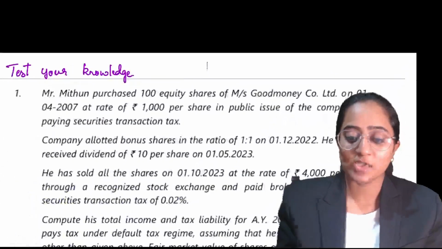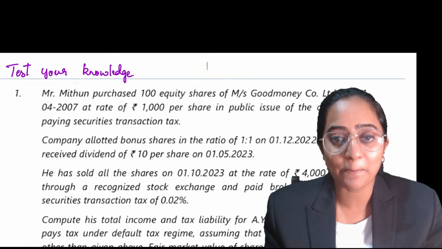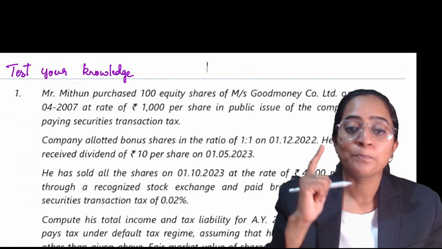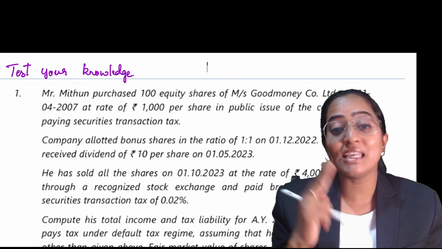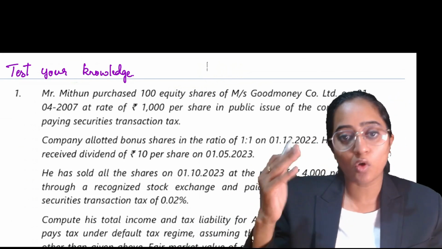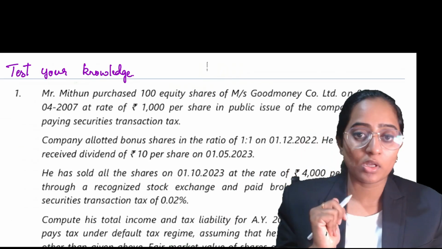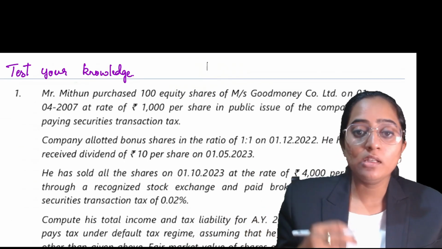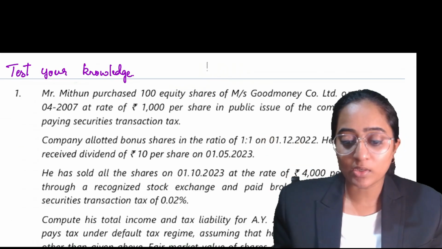Now, what is this provision speaking about? Here they are speaking about section 112A, which speaks about long term capital gain in case of three capital assets: listed shares, listed units of mutual fund that is equity oriented fund, and listed units of business trust. All these three need to be listed. These three categories come under 112A, wherein your tax liability will be 10% on the excess of 1 lakh rupees.